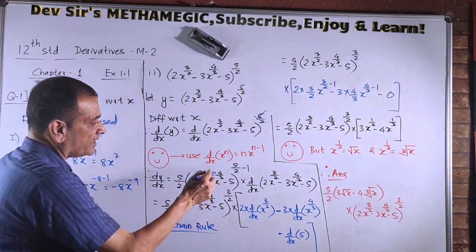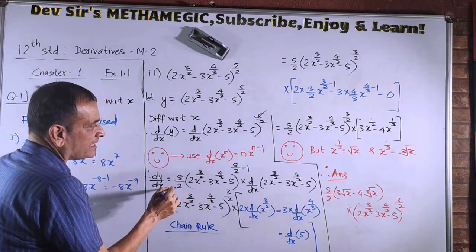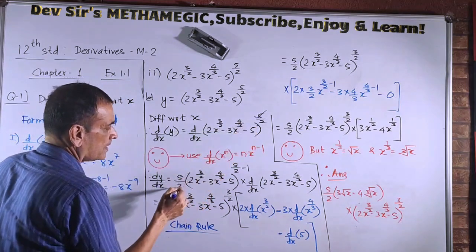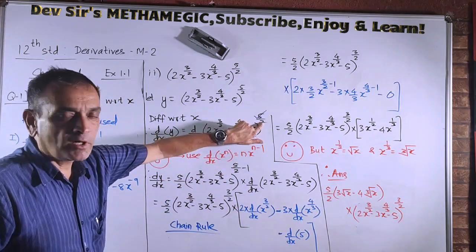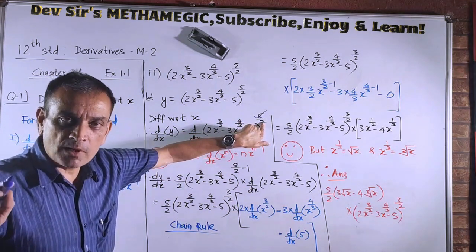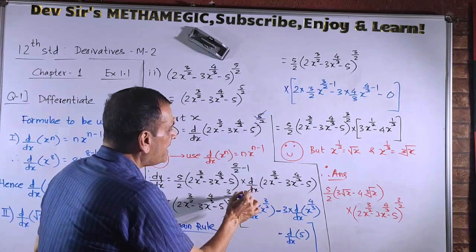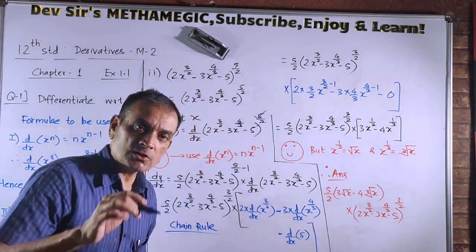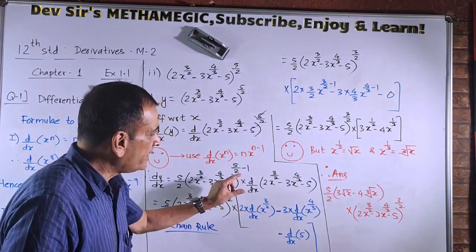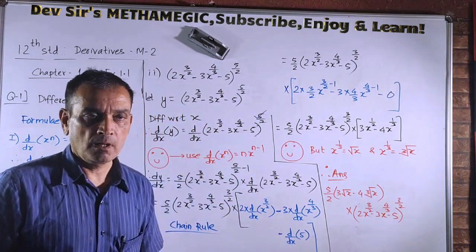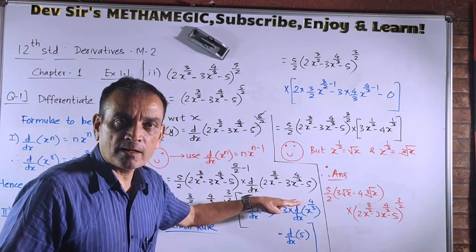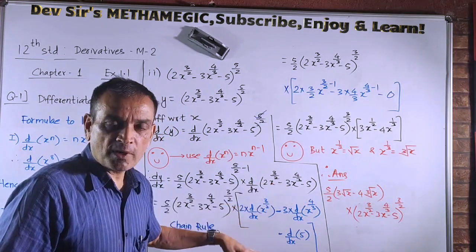Right? So after using this formula, 5 by 2 सामने आया है. Bracket raised to 5 by 2 minus 1. I put a tick mark over here because x raised to n formula is over. Into d by dx of this bracket, अंदर तक जाना है. Now d by dx of this bracket, I have written in the next step. Derivative तो लेना ही है ना bracket का. So that should be done in the next step.